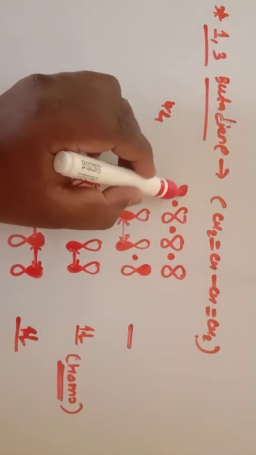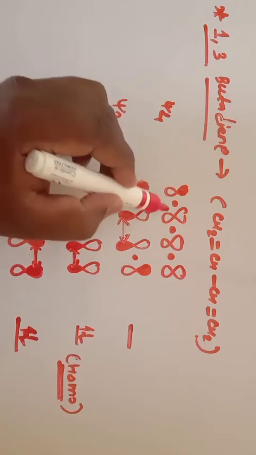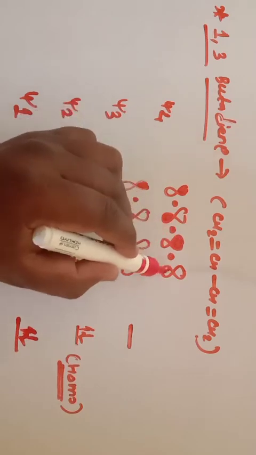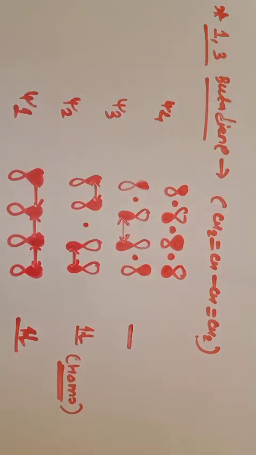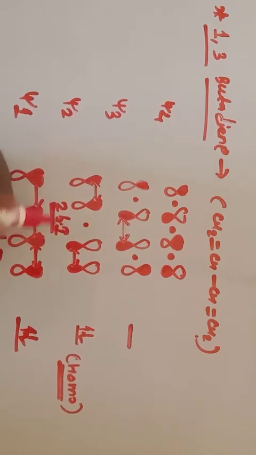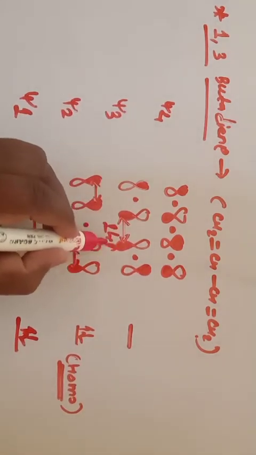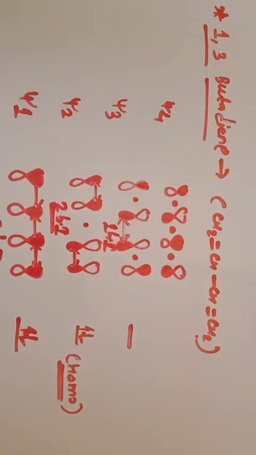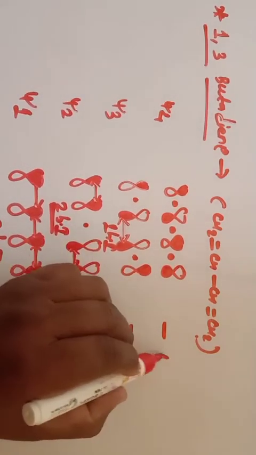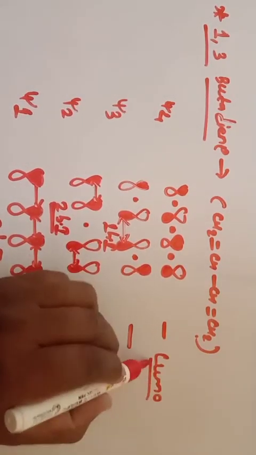If you consider this negative, this negative, this negative, and this negative, there are no bonding interactions, all are anti-bonding interactions. Compare with the earlier cases: there is three bonding interactions, there is two bonding interactions, there is only one bonding interaction, and this is your no bonding interaction. And this psi4 is also empty, and this is your LUMO, that is the lowest unoccupied molecular orbital.